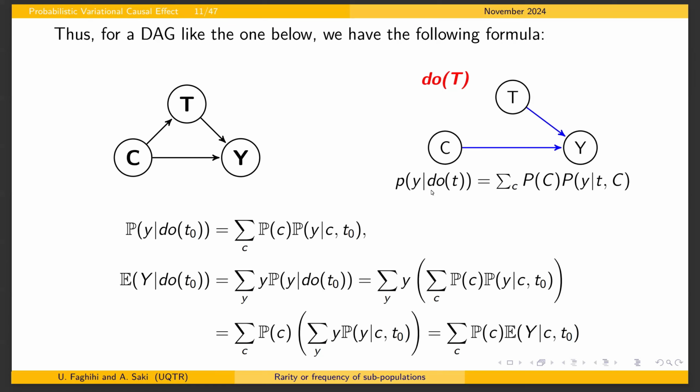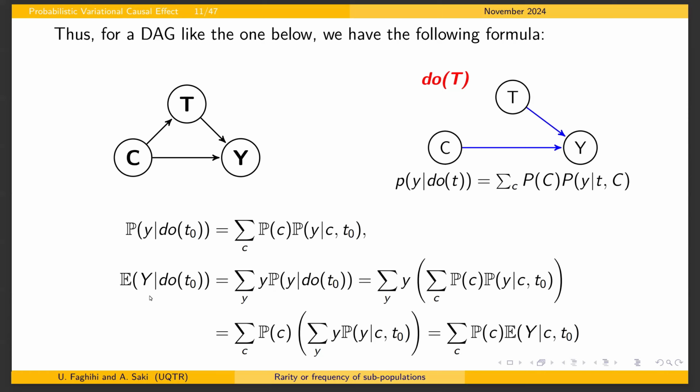So what we do is that we use this do sign that Mr. Pearl introduced, which means that here we are deleting what comes to T, right? So we are getting rid of the ambiguity because this C is a confounder and makes ambiguity. So when we do T, we mean that we are fixing T, okay? Here you see the probability of Y given do T0, which means that you are fixing T. And then here we have the summation over all values of C, probability of C multiplied by probability of Y given T and C and T0, okay, because we are fixing.